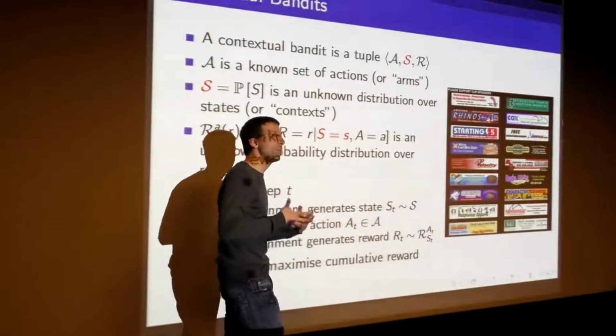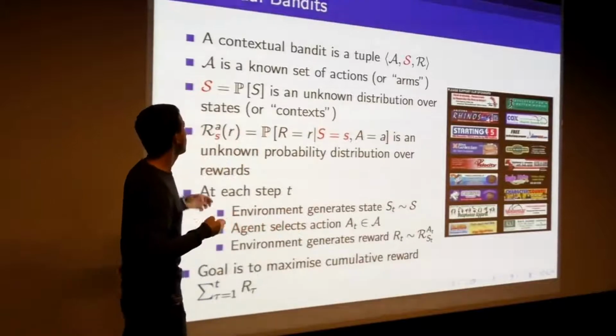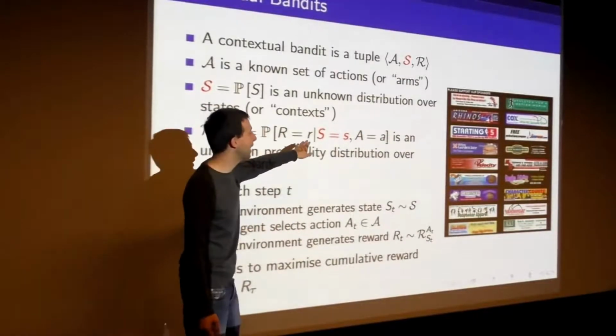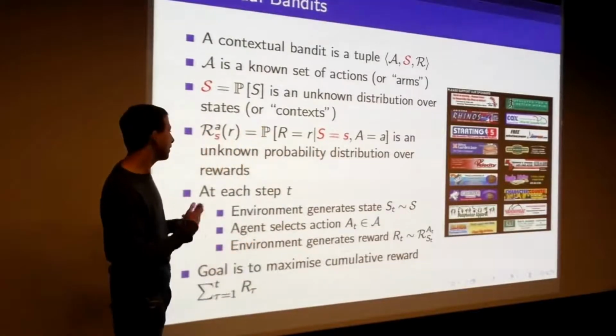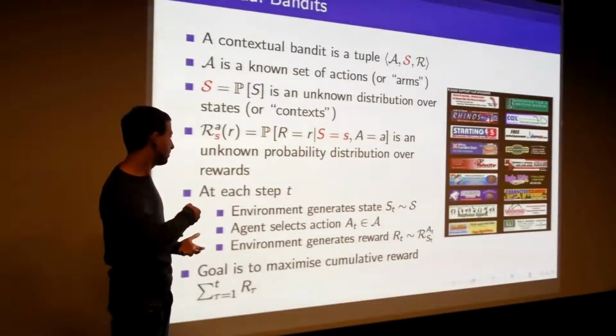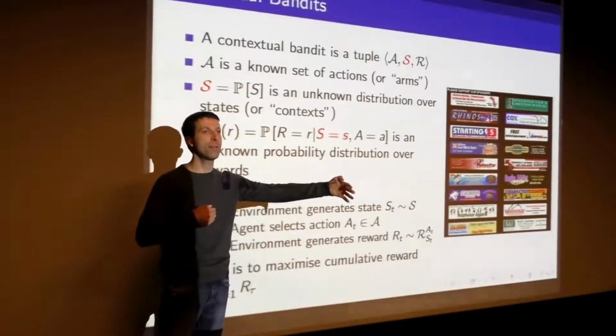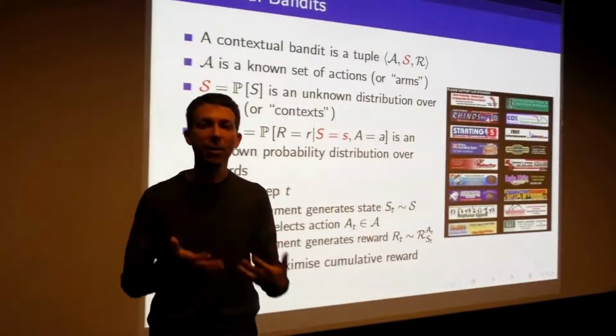And so there's state now informing what you do. And so we basically extend our reward function to depend on the state as well as the action. And now at every step, we're basically picking this action, and we're again trying to maximize the cumulative reward that we get over many, many steps. And this is the contextual bandit problem.